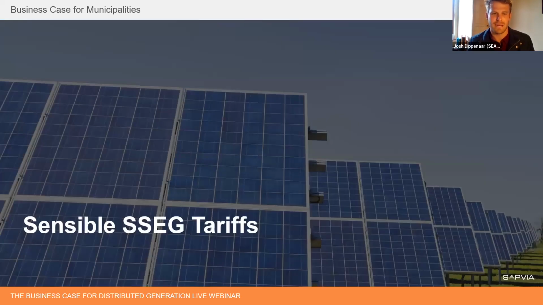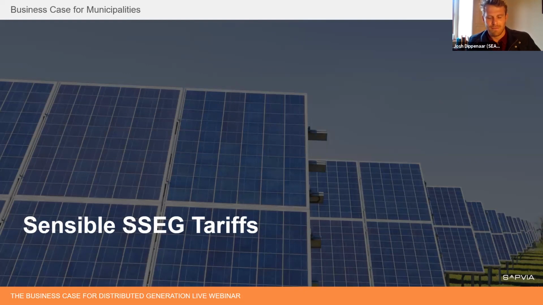Then, with all that in mind, what does a sensible SSEG tariff look like? We're focusing mainly on residential tariffs here because commercial customers tend not to feed into the grid and they already have these fixed charges and demand charges in place. So the residential customers' tariffs are a little bit more nuanced.